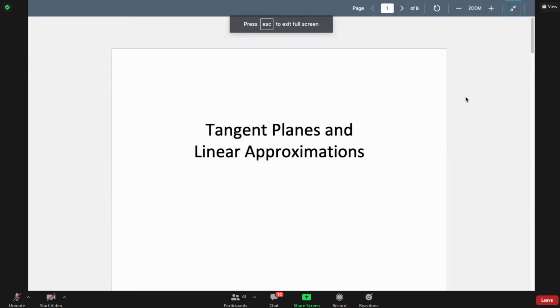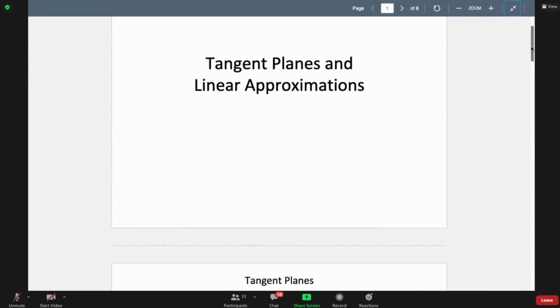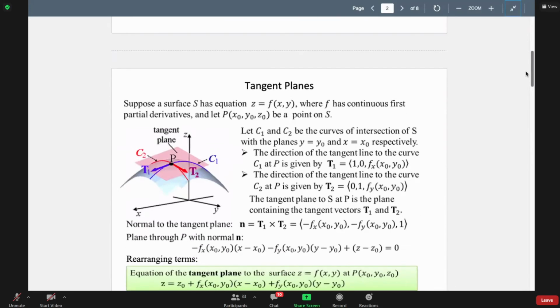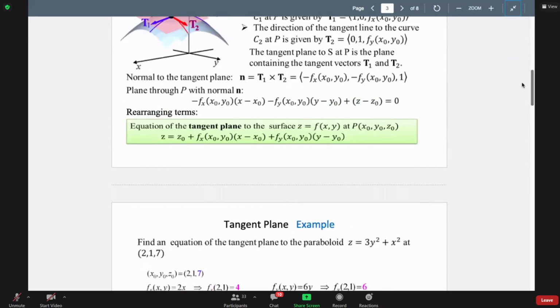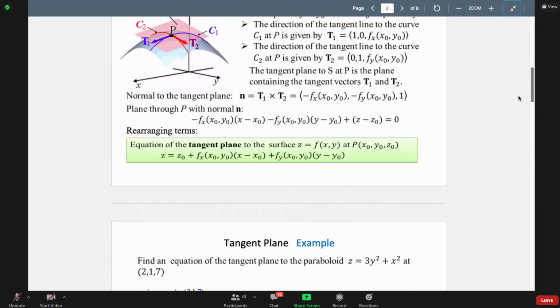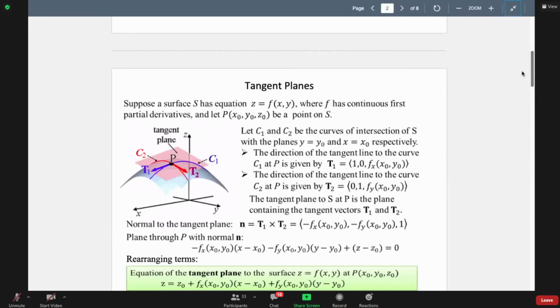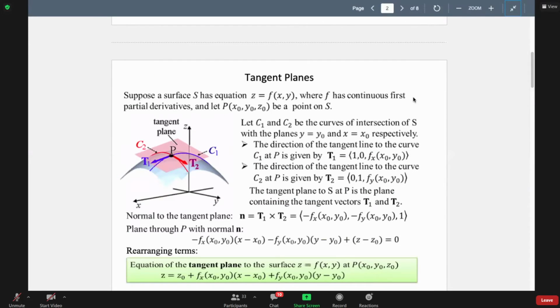Tangent planes and linear approximation. Again, I will repeat this next time as well, but just here, maybe two slides, or maybe only one. Let's see what happens. Tangent plane. So here is a situation.